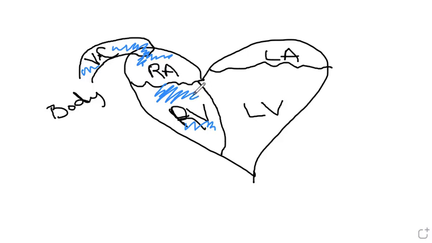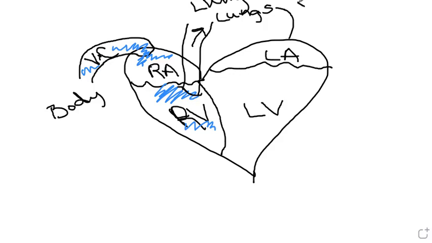The ventricles are the pumps. So this ventricle is going to pump blood out to the lungs. Oops, you can't see that. Lungs. The blood picks up oxygen and returns to the left atrium.